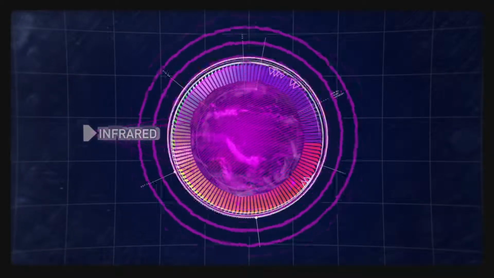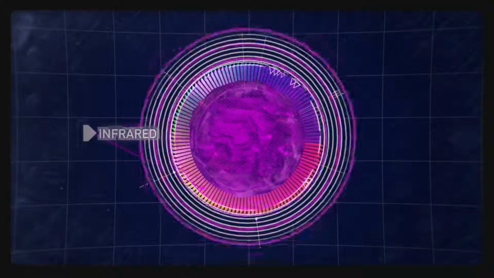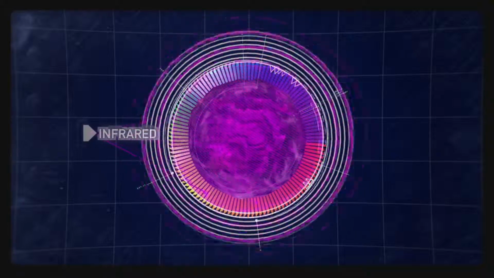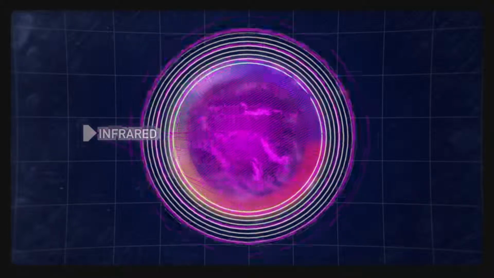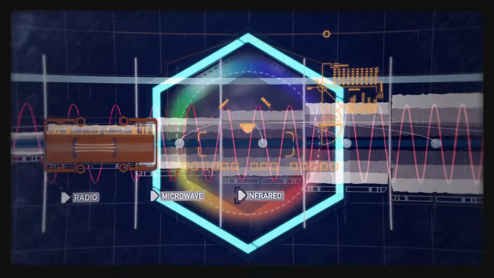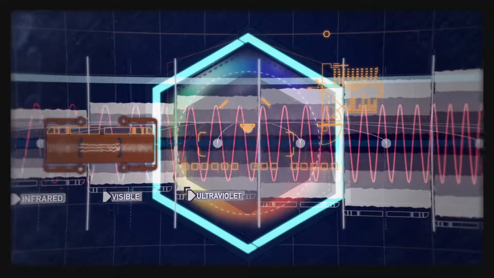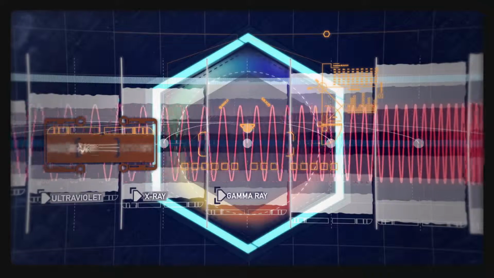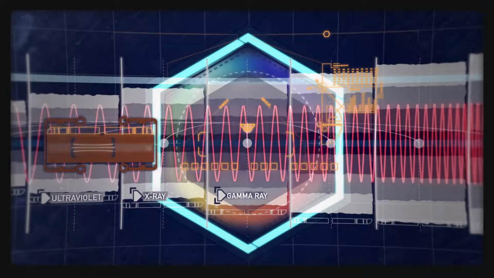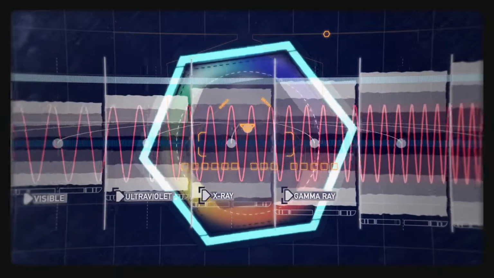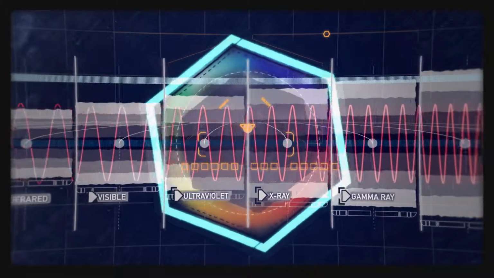It emits infrared light. The light that our eyes can see, including all of the colors of the rainbow, is just a small part of the larger spectrum of electromagnetic radiation, which includes radio waves, microwaves, infrared, ultraviolet, X-rays, and gamma rays. It may seem strange to think of these things as light, but there is no fundamental difference between visible light and other electromagnetic radiation. It's the same energy, but at a higher or lower level.